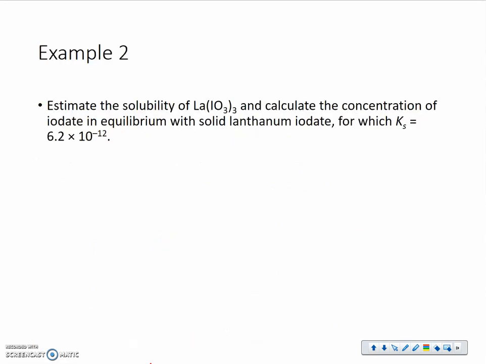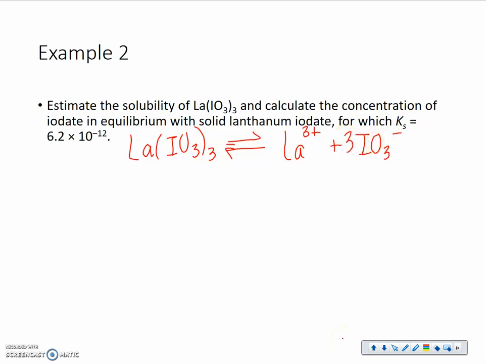Okay. Estimate the solubility of lanthanum iodate and calculate the concentration of the iodate in equilibrium. Okay, so three iodates for every lanthanide. Okay, again, we're trying to figure out what we started with. These are going to go up by x and 3x.